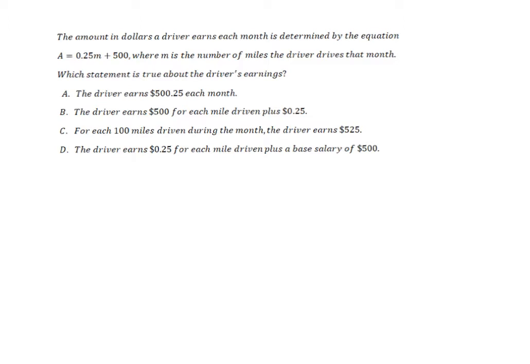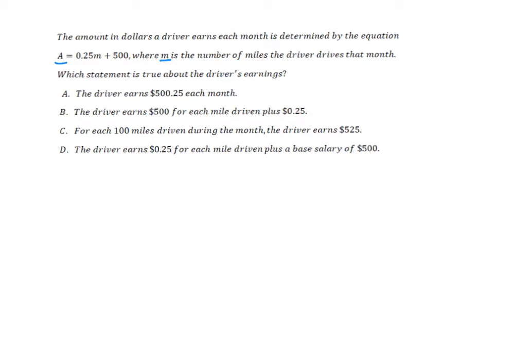Well, we have the equation right here, and as we can see, m is the number of miles the driver drives that month, right? And A represents the amount, in dollars, received each month here. So from the equation, we can see that 500 represents a base salary or flat salary, right? 500 plus 25 cents per mile, plus 0.25 per mile.